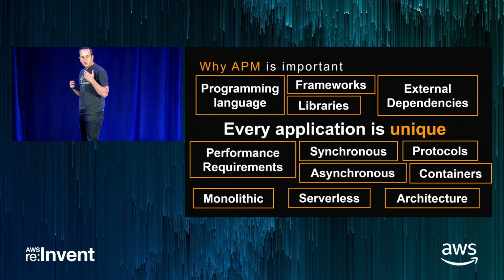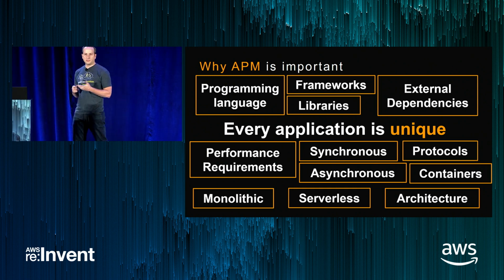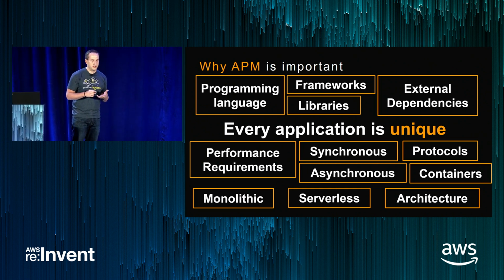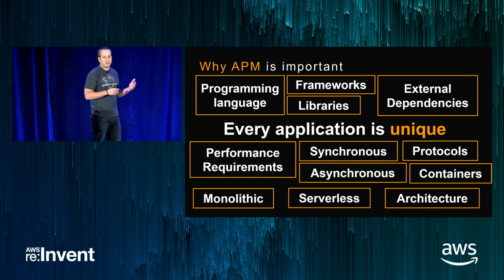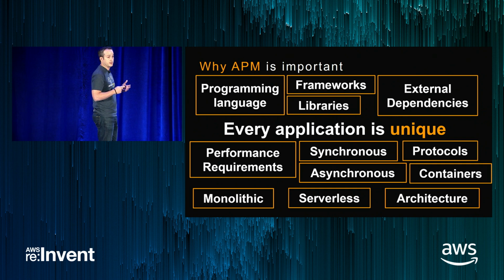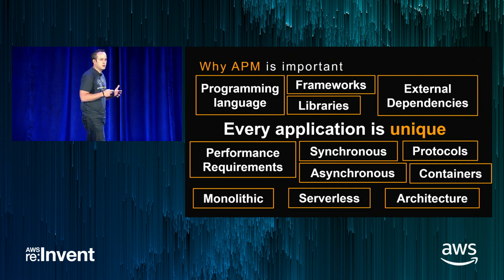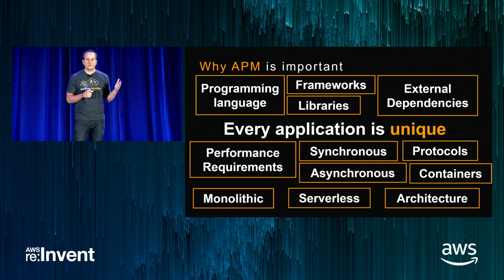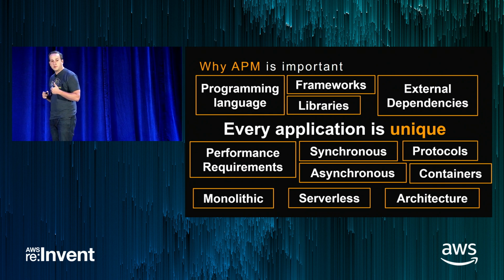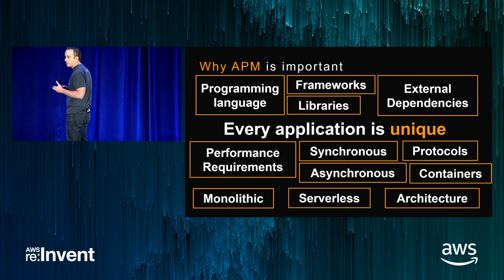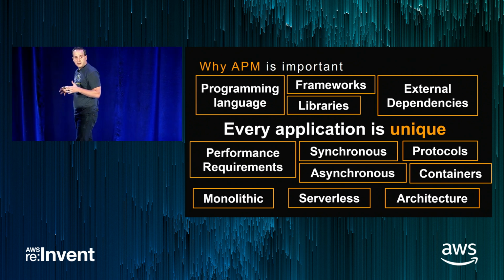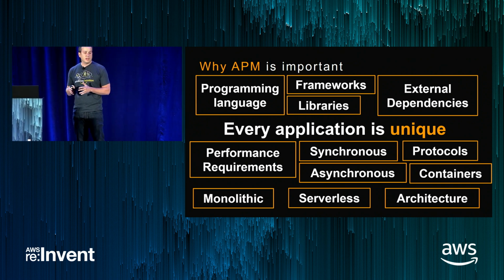How do you take all of that into consideration to monitor applications? A lot of times when I talk to customers and colleagues, I see a lot of people monitoring their application just by using those basic infrastructure metrics, such as CPU utilization, memory, disk I/O, network I/O. That's just not enough because every single application is different.